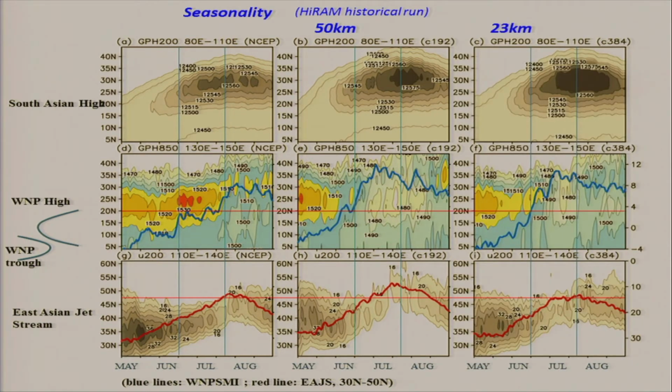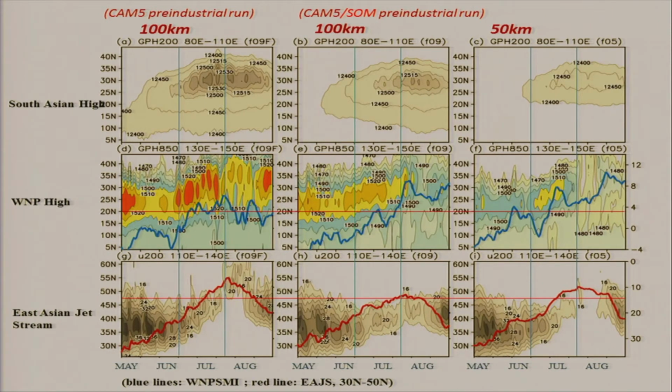When the horizontal resolution is higher, you can see some improvement for the WMP high, but the monsoon is simulated too strong, and the timing is not correct. The coupled model can actually have a better performance of the WMP monsoon. For example, you can see even at 100 kilometer resolution, coupled with the stable ocean, the CAM5 result is similar to the previous one.